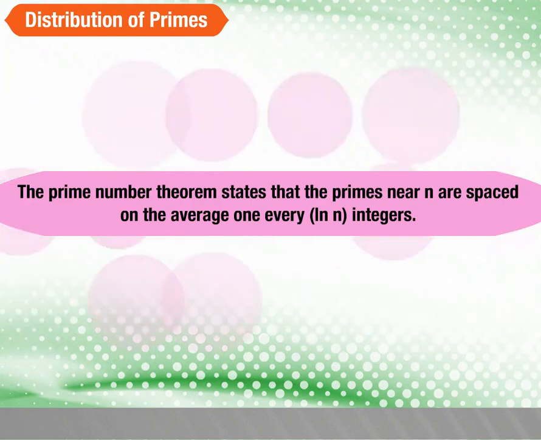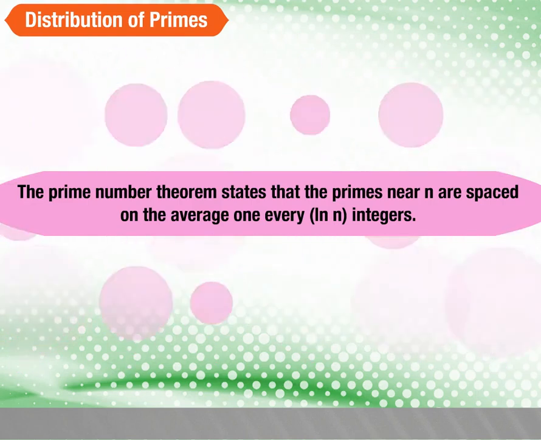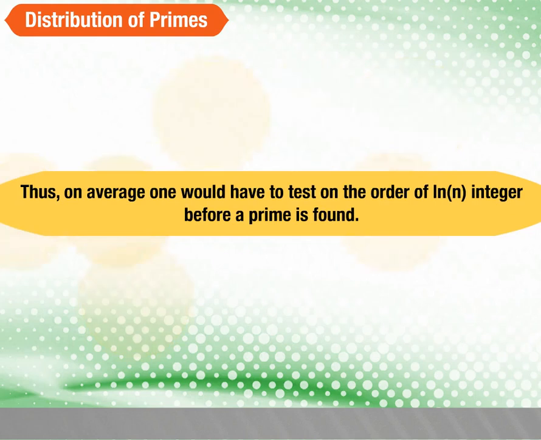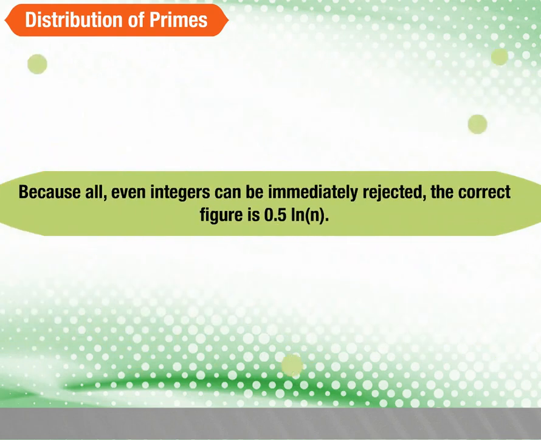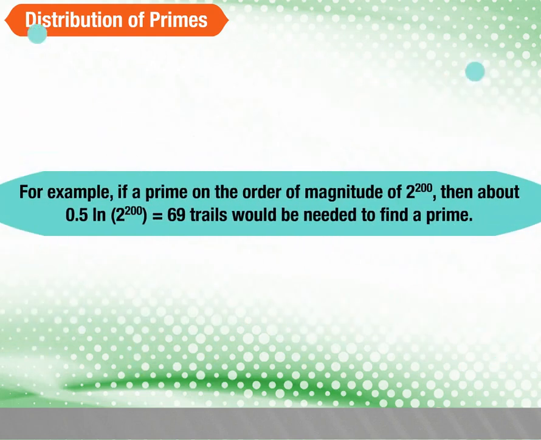Distribution of primes. The prime number theorem states that the primes near n are spaced on average one every ln n integers. Thus, on average, one would have to test on the order of ln n integers before a prime is found. Because all even integers can be immediately rejected, the correct figure is 0.5 ln n. For example, if a prime on the order of magnitude of 2 power 200 is desired, then about 0.5 ln 2 power 200 equals 69 trials would be needed to find a prime.